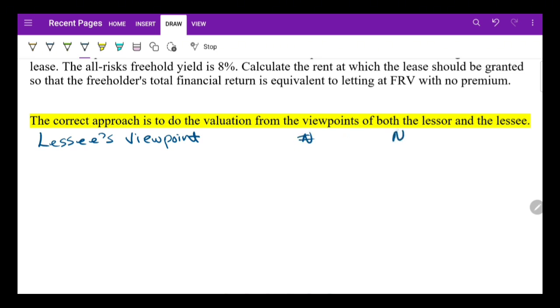Can do our naira signs. All right. So because we're doing it from the lessee's viewpoint, we're going to use the full rental value, because once again our basis is that the landlord should not be worse off than if he was collecting the full rental value. So we say our FRV, from our question, our FRV is 3 million. And then we subtract the annual equivalent of the premium.